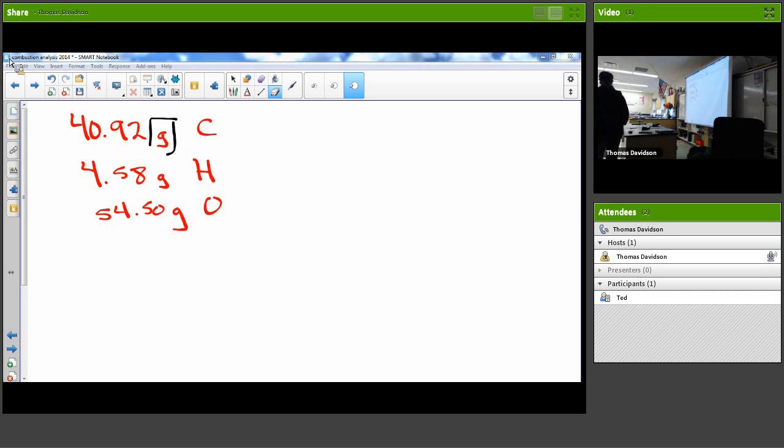Okay, so this one has a wrinkle. And pretty much everything in AP chemistry always has a wrinkle. That's why it's not very fun. All right, so here we go.